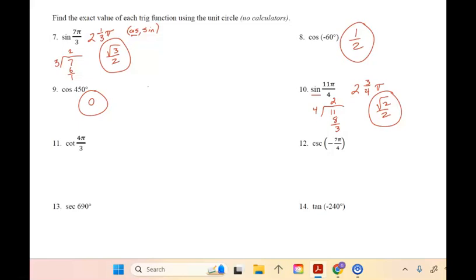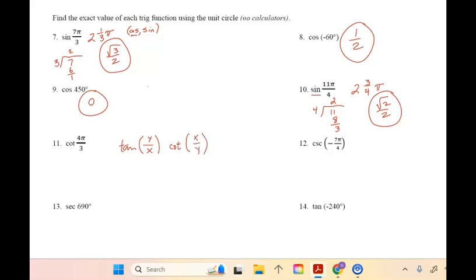All right. Now we're into tangent and cotangent. When you find the ordered pair represented by the angle, if you wanted to do tangent, you would do the y coordinate of that angle divided by the x coordinate. Well, then to do cotangent, it's the flip of that. It's going to be the x coordinate divided by the y.